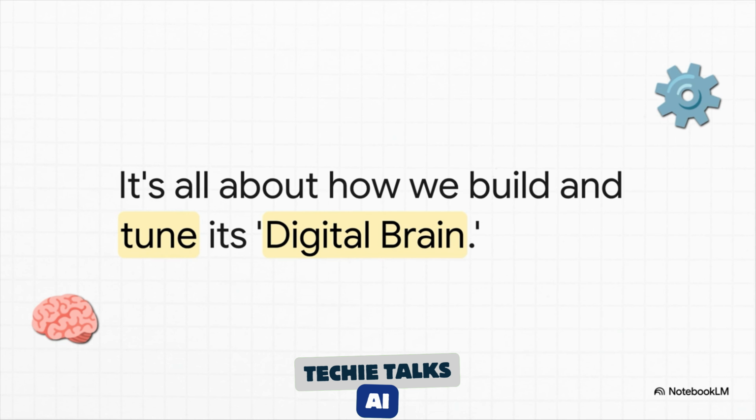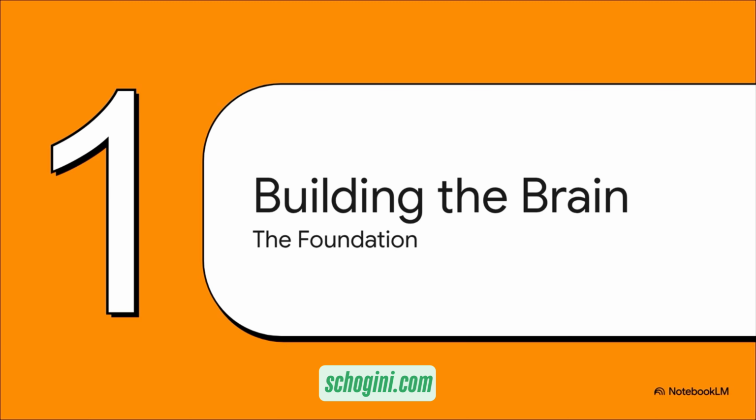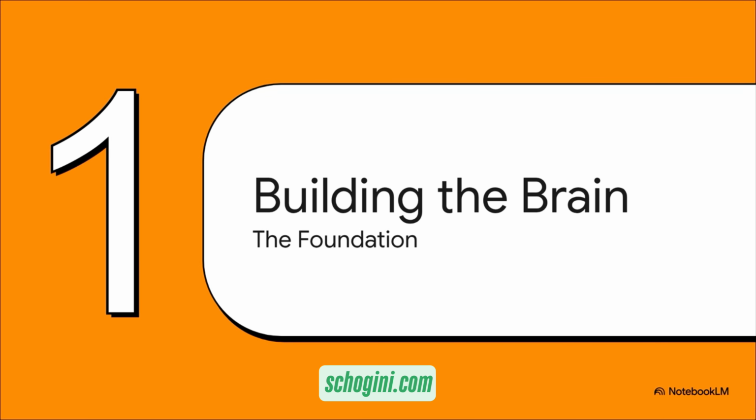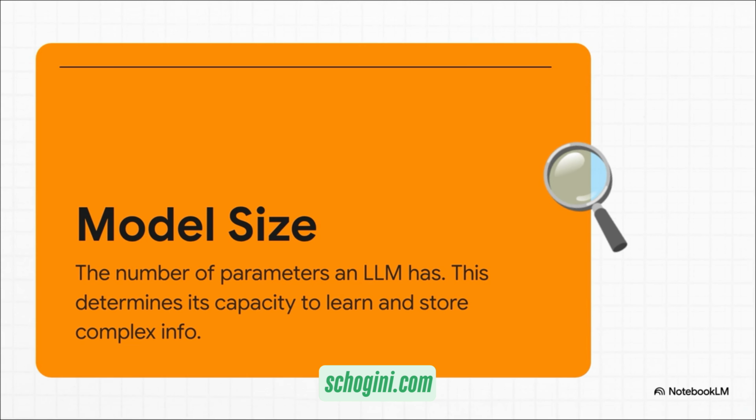Just think of an LLM as a brain that we get to design from scratch. Every single setting we're about to talk about is a critical piece of that design. So let's start at the very beginning, the construction phase. Before an AI can learn a single thing, it needs a structure. It needs a brain. And the very first decision we have to make is, how big is this brain going to be? And that brings us to model size.